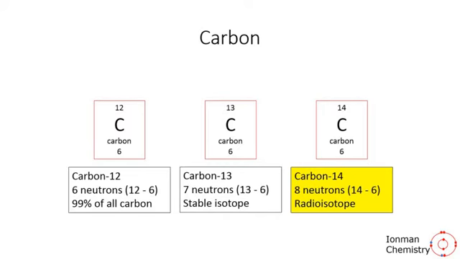So isotopes are different forms of an element that have different numbers of neutrons. They have the same properties as one another unless they're radioactive, the same chemical properties, and some you find a lot of and some you don't find very much of. That, my friends, is isotopes.